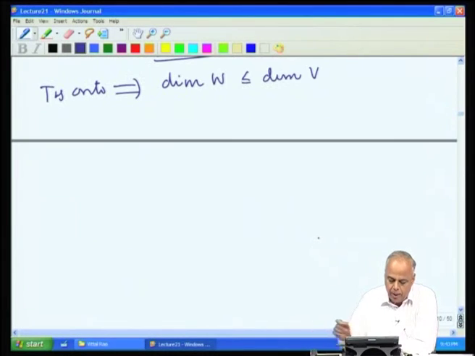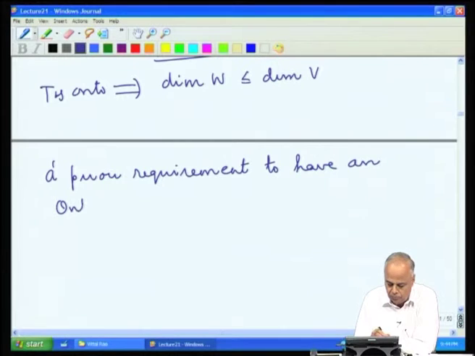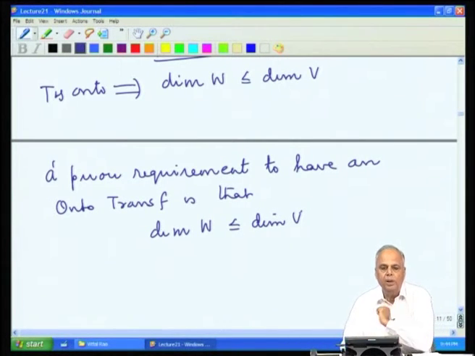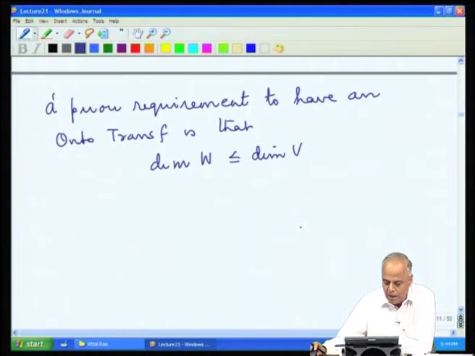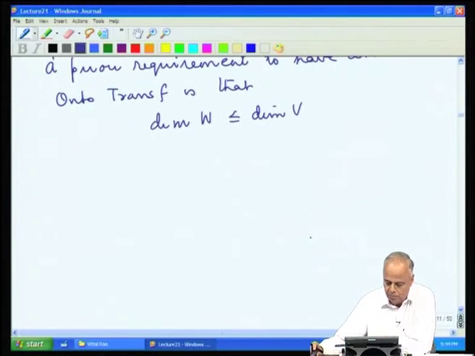So, an a priori requirement to have an onto transformation is that dimension of W is less than or equal to dimension of V. Recall that we found that an a priori requirement to have a 1-1 transformation was the other way around, dimension of V was less than or equal to dimension of W. So, unless dimension of W is less than or equal to dimension of V, we cannot expect to have an onto linear transformation from V to W, right.